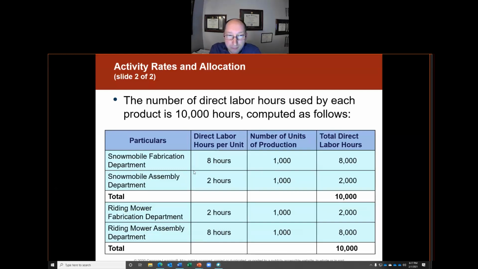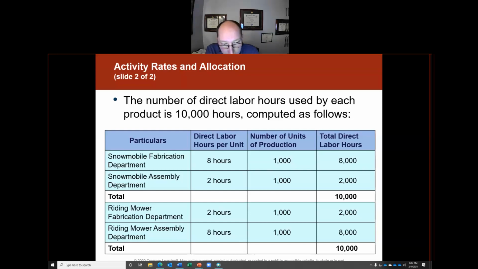Let's budget it out. We know it takes 8 hours of fabrication for our snowmobiles and 2 hours of assembly for our snowmobiles. We expect to make 1,000 units of snowmobiles. 1,000 times 8 is 8,000. 1,000 times 2 is 2,000. That's 10,000 hours that we expect that we're going to use for our snowmobiles.